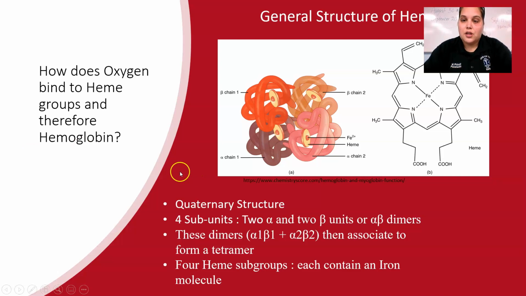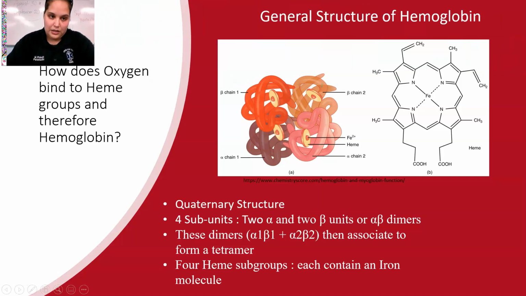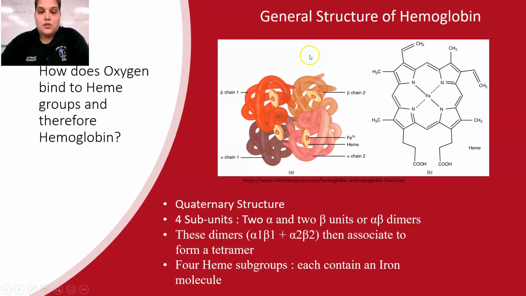So the general structure of hemoglobin, I'm going to move my camera so we can see a little bit better, and hopefully I'll remember to move it back. Okay, so the general structure is that it's a quaternary structure and it has 4 subunits, 2 alpha units and 2 beta units, and they're often referred to as alpha-beta dimers. It'll be set up as alpha 1, beta 1, plus alpha 2, beta 2, which all come together to form a tetramer. As I said earlier, there's 4 heme subgroups in the entirety of the hemoglobin protein.